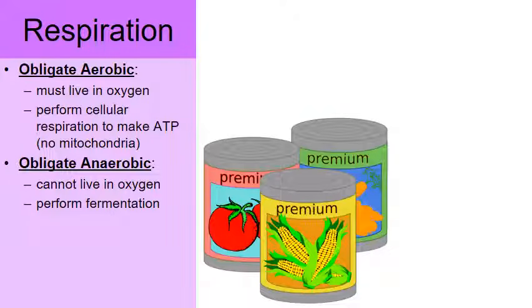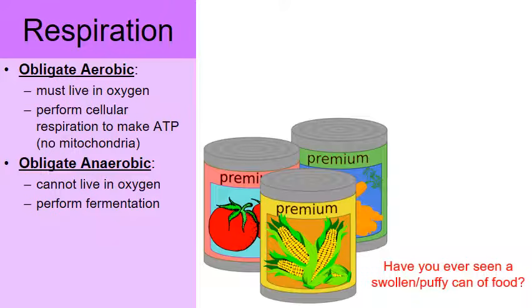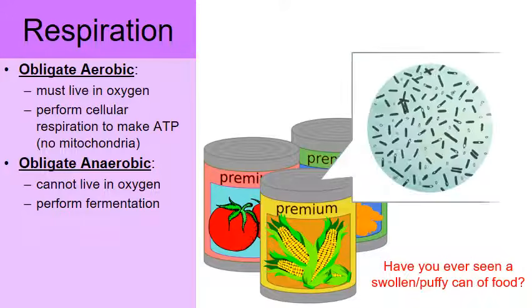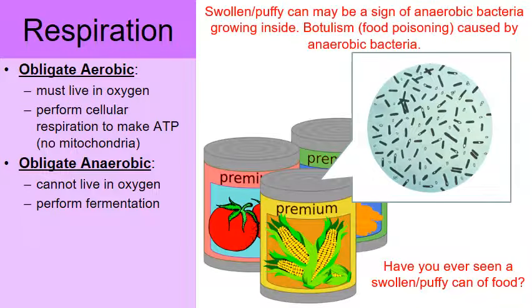Well, here's something maybe you've noticed at a grocery store. Have you ever picked up a can of food and noticed that the can was swollen or puffy? I hope not. But if you have, that's probably a sign of some anaerobic bacteria growing inside of the can. There's no oxygen in the can, so if any bacteria are going to grow in there, they have to be anaerobic. And because of their actions, they give off gases and it causes the can to swell and become puffy. And so a swollen, puffy can might be a sign that there's anaerobic bacteria growing inside.